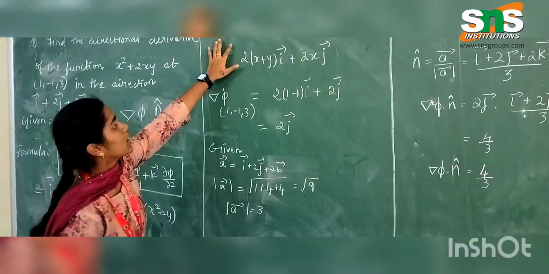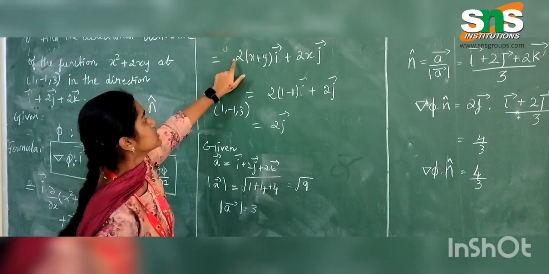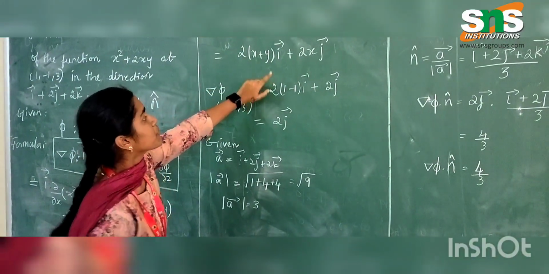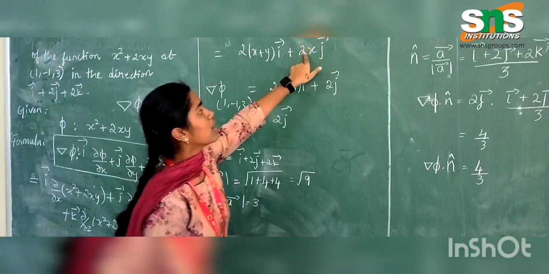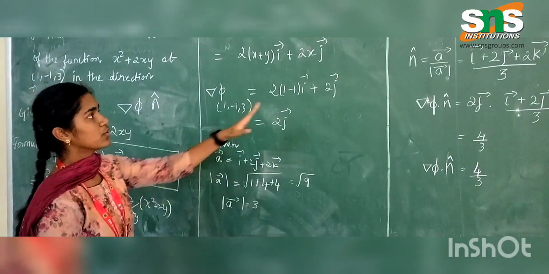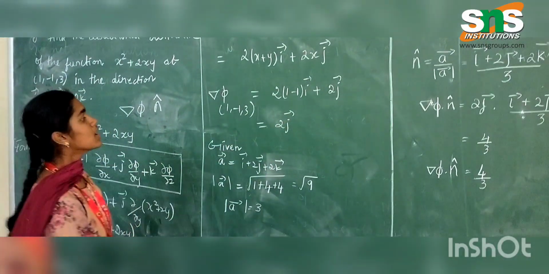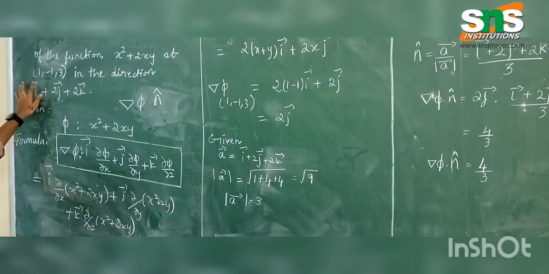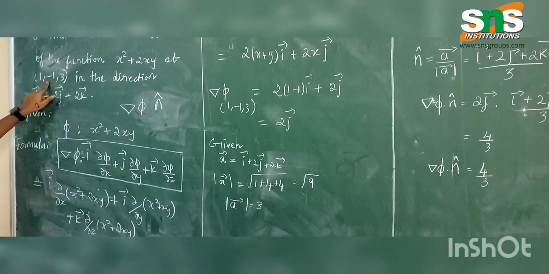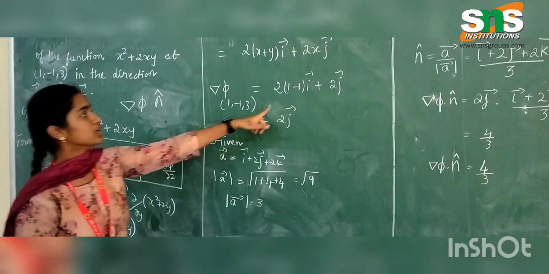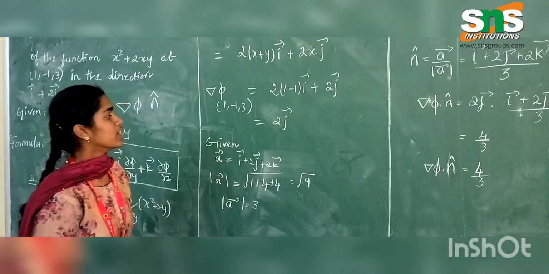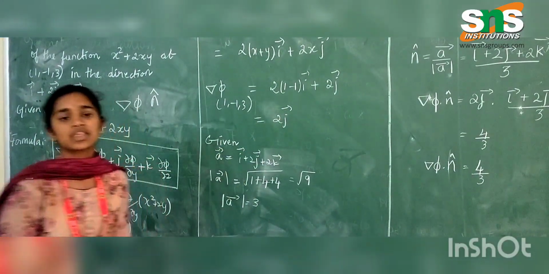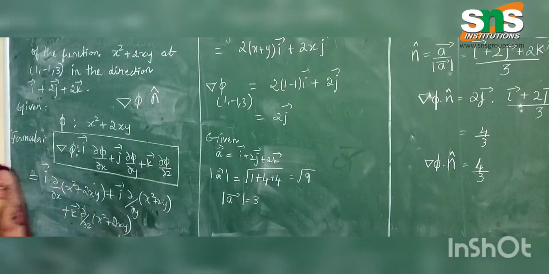And finally after this we take the 2 as common. So 2 into (x plus y) i cap plus 2x j cap. There is no k vector in this. After that we substitute that point, where the question is 1 comma minus 1 comma 3. When we substitute it, instead of x and y we will get 2j vector. The rest will be continued by Jayashree.